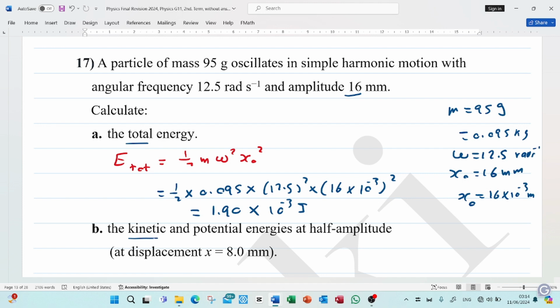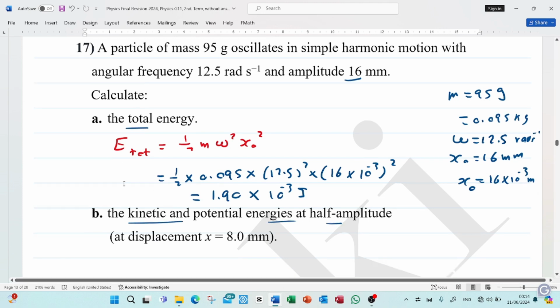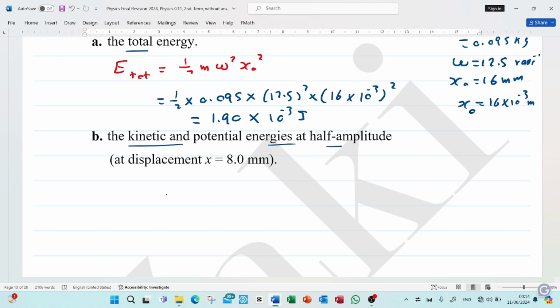Next part: the kinetic energy and the potential energy at half amplitude. Now, the kinetic energy here, E kinetic, the formula is half m omega squared times x naught squared minus x squared.